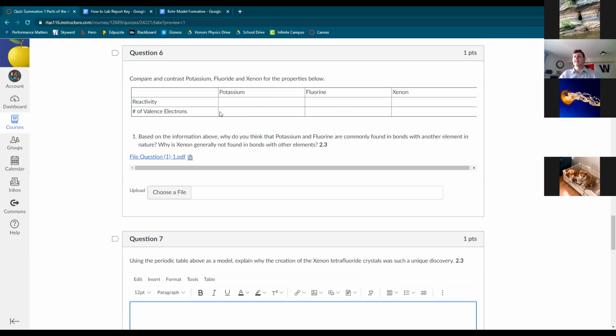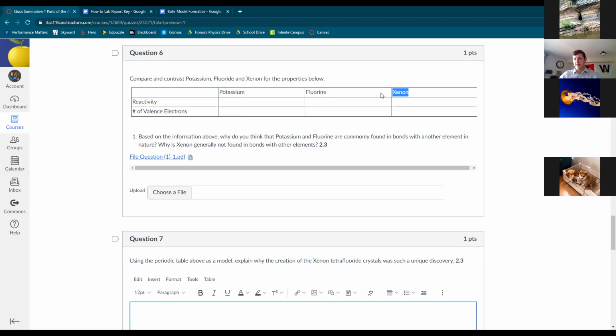And that's because potassium has 1 valence electron, so it's easy to lose that valence electron to get its 8 valence electrons and be stable, to be happy. Fluorine has 7 valence electrons, so it's super close to having 8, so it really wants that last electron so it can become stable or happy. So it's going to be really reactive to try and get that 1 electron from somewhere.